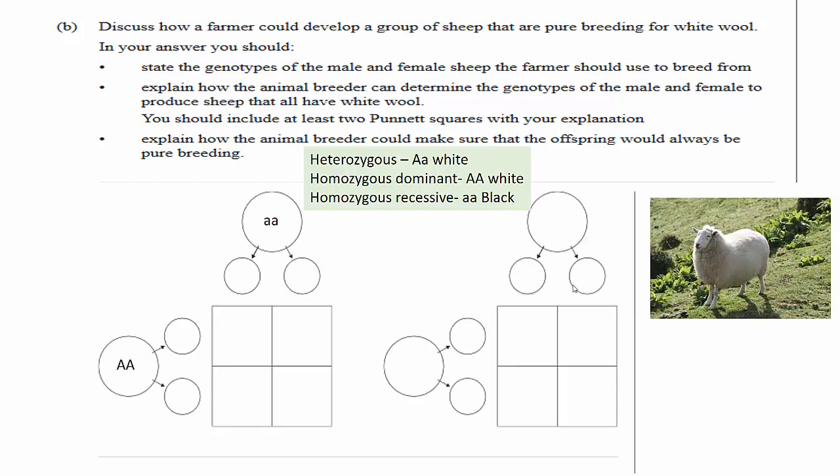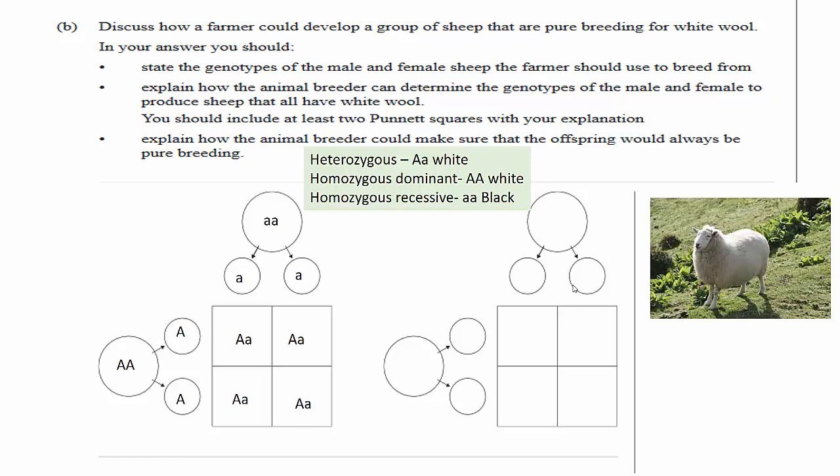So the first thing you need to do is you need to go through and do your Punnett squares. So the first Punnett square I'm doing is between a homozygous dominant sheep and a black sheep. The reason that I'm going to cross these 2 together is to see what the offsprings are. I can test to see if the sheep is actually homozygous dominant.